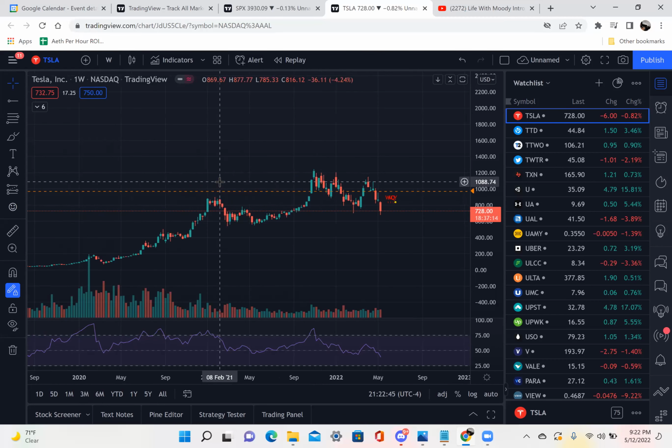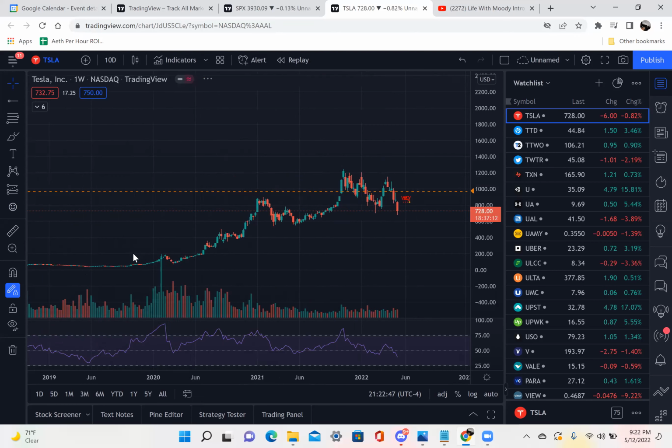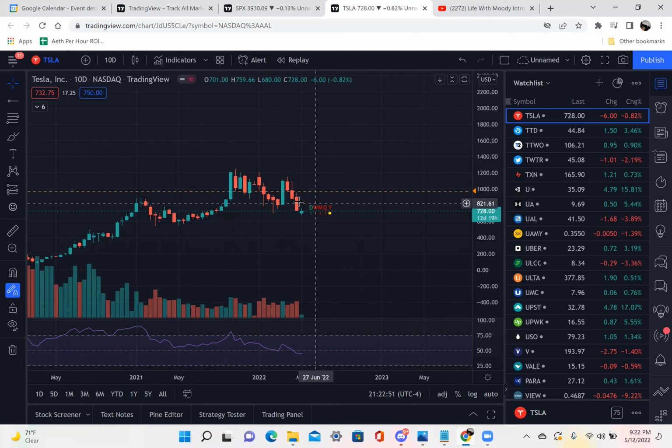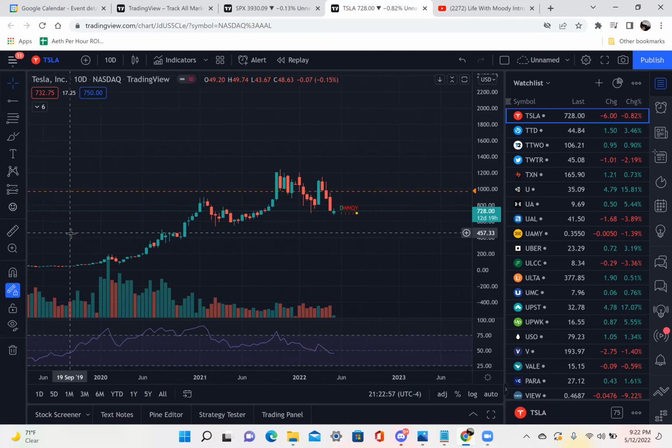So for Tesla, go to my 2-day chart. I see a reversal coming into play. I see Tesla going back to about at least 894. That's what I see for Tesla.